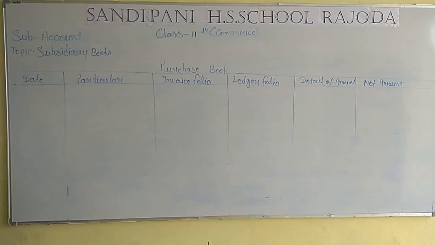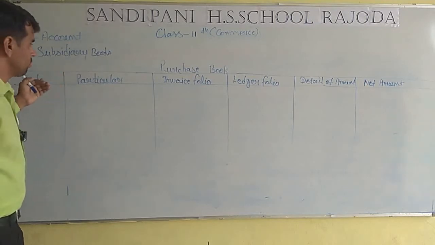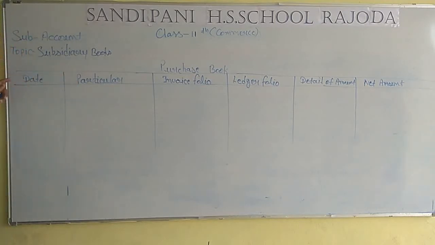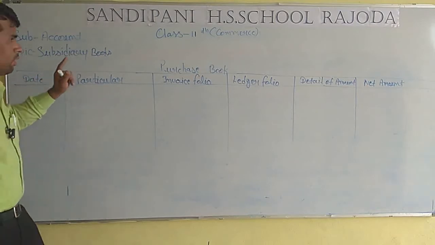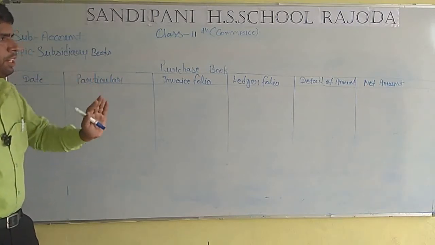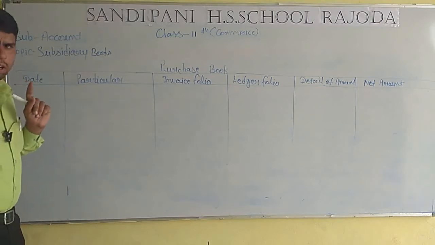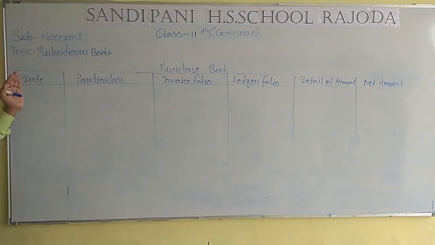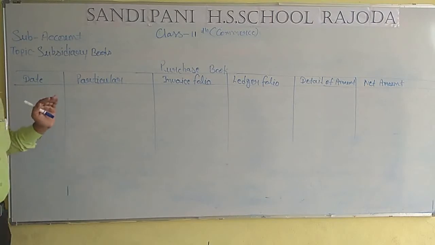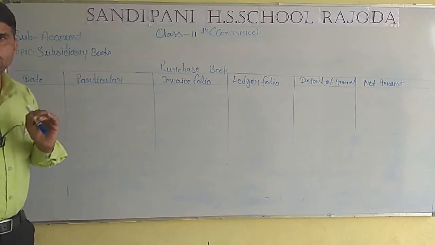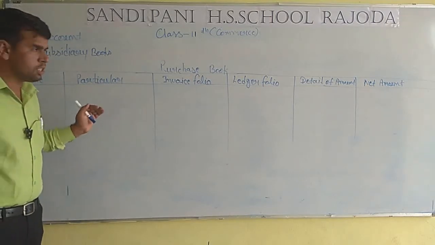In the purchase book, we will first draw the date column. Now I have written here: date column, particular, invoice folio, ledger folio, details amount and net amount. One by one we will know about these columns. First of all, we will make the date column. In this column we have to write the date. Date-wise, we have to enter transactions in this format.